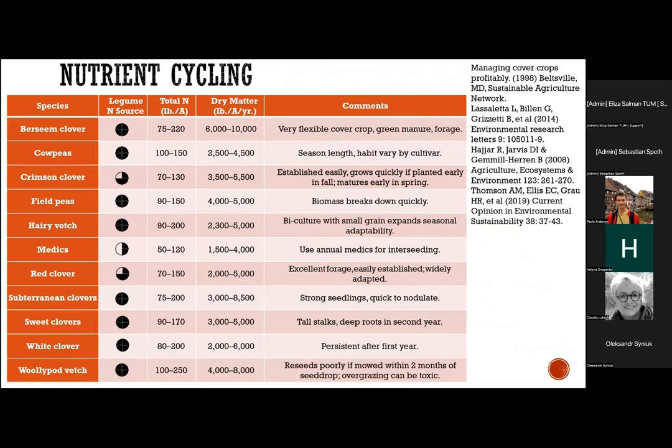As for nutrient cycling, nitrogen cycling, I think you all know well about the role of leguminous crops, but maybe not all of you know that nitrogen fixation in a number of leguminous crops is improved through mycorrhizal colonization. And mycorrhiza itself also improves nutrient acquisition by crops from soil.